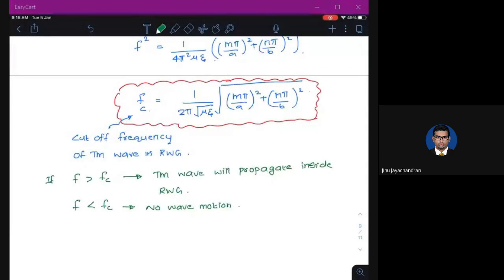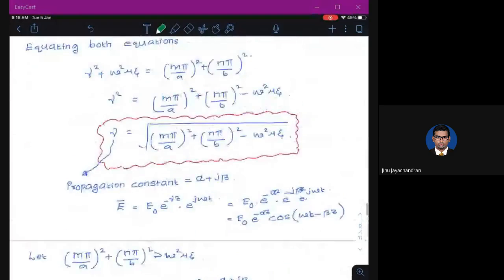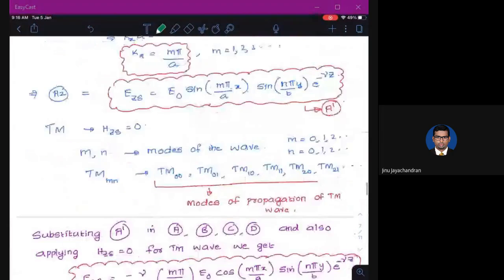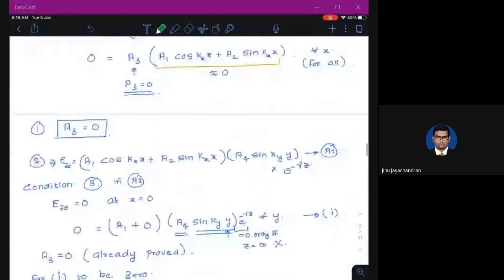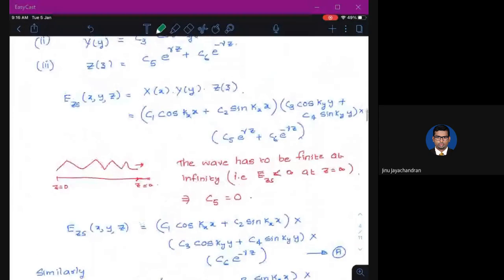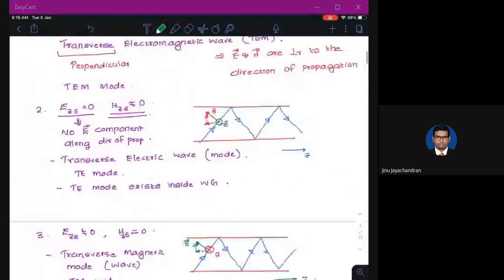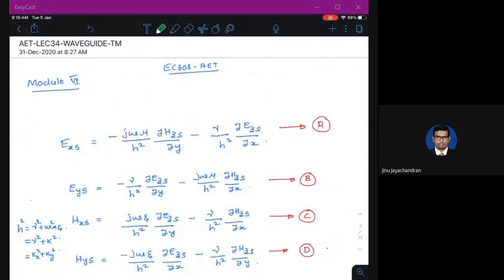Okay, fine. So I think our time is up. I thought I would complete that, but anyway, we will continue this in the next class. I hope you have understood this because it's a pretty important topic, and during the semester exam, they have always asked at least one derivation from either TM or TE modes.